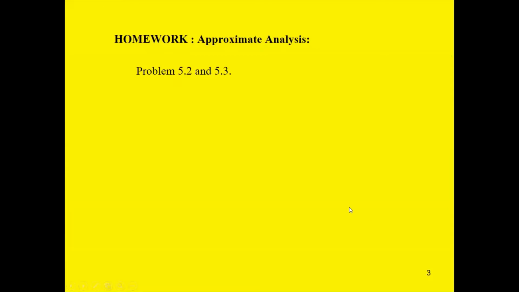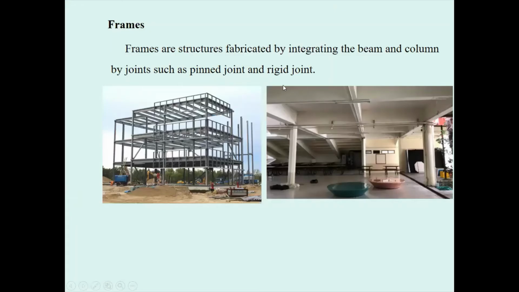For this chapter we have two homework problems. I remember 1.2 is supposed to be the vertical load, and 5.3 is the lateral frame. A frame is a kind of structure fabricated by connecting beams to columns. For example, over here this frame is a steel frame, and the one on the right is a reinforced concrete frame.